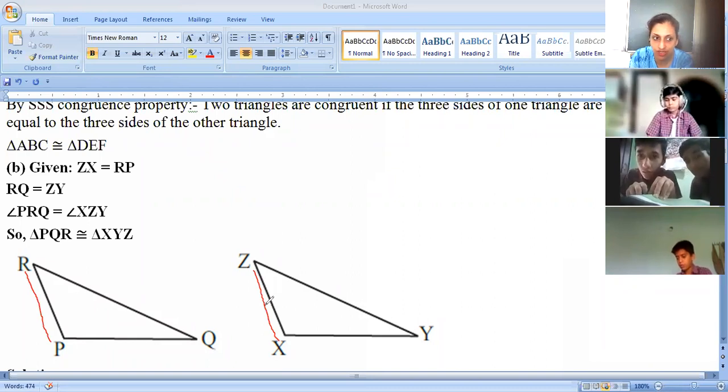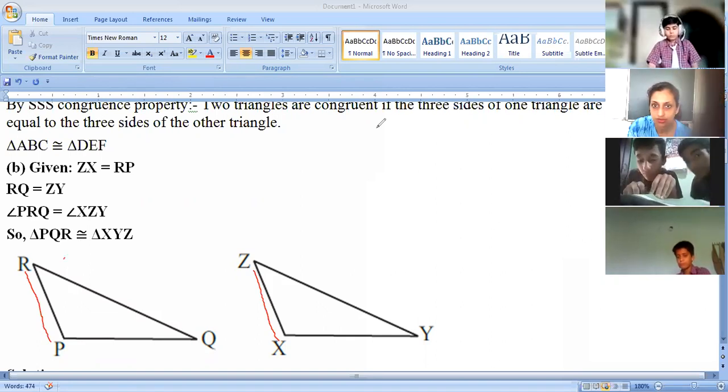Yes. Second one, what is given? Second, RQ is equal to ZY. Yes, this is the RQ side. This one is the RQ side. This RQ side is equal to ZY. Yes, next.